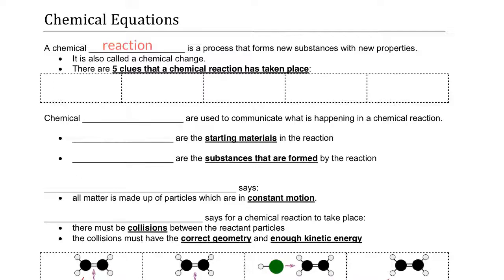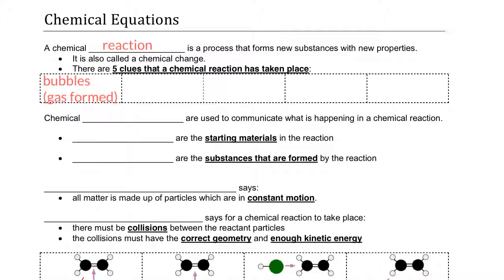In previous grades, you may have looked at the terminology of a chemical change. It means the same thing. And there's 5 clues that a chemical reaction has taken place. You may have seen these in previous science classes. We also saw all of these in the demonstrations that I did in the previous video.